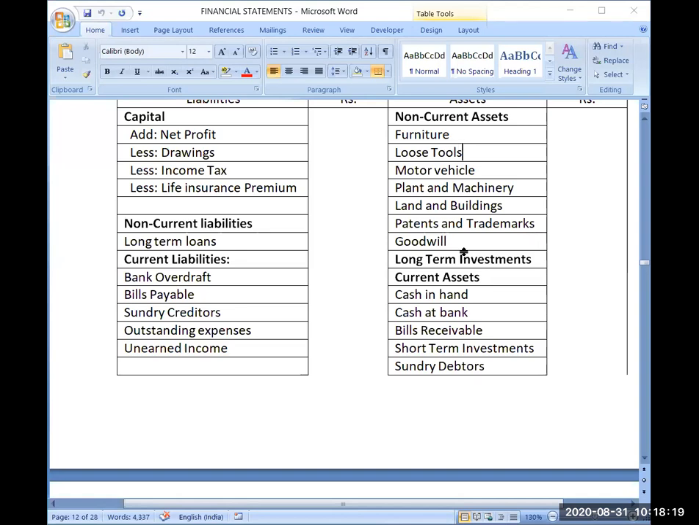So if any investment you are doing is for more than 1 year, it will be a long-term investment or a non-current asset. Or if an asset is for not more than 1 year, means either you will be using that asset for the next 2-3 months, you will be converting that asset into cash, or you will be consuming that asset within the next few days or next few months.